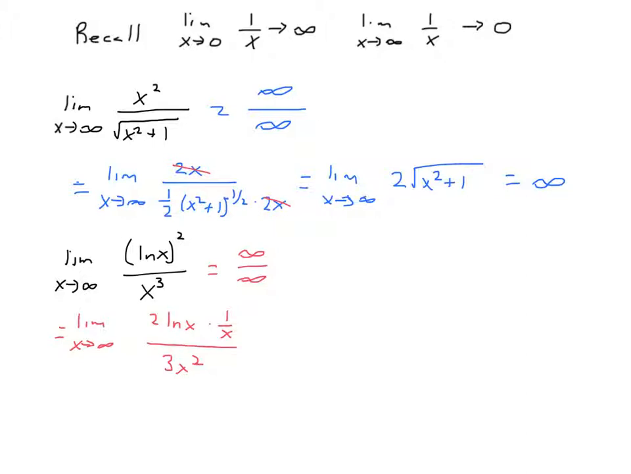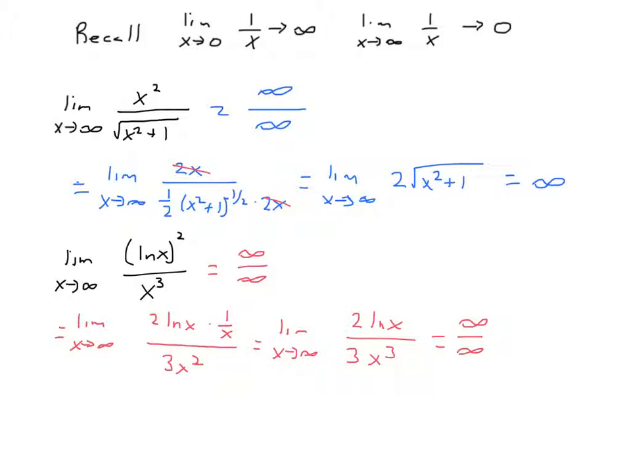Now I'm going to simplify that, and that's going to be equal to the limit as x approaches infinity. When I simplify that, the 1 over x could be brought into the bottom, that is going to be 2 ln x over 3x cubed. And again, when I do that direct substitution, I'm going to get infinity over infinity. Well, that's an indeterminate form. So what does that mean? It means that we can do this again.